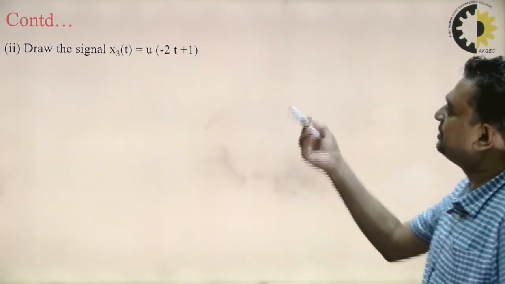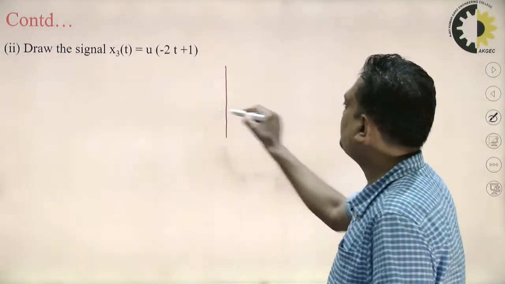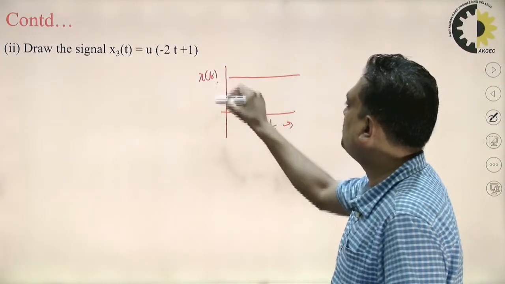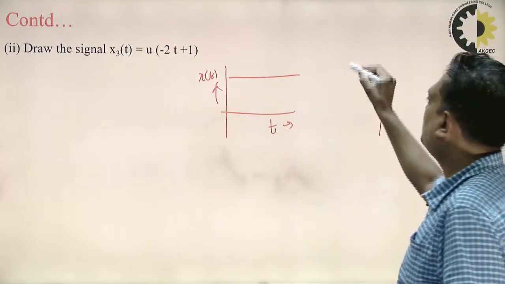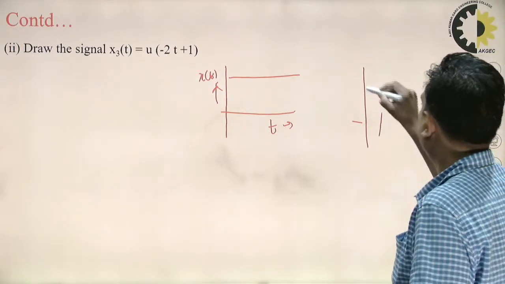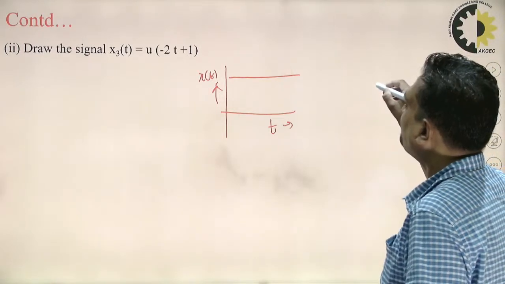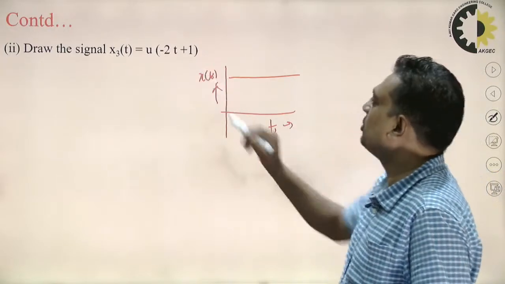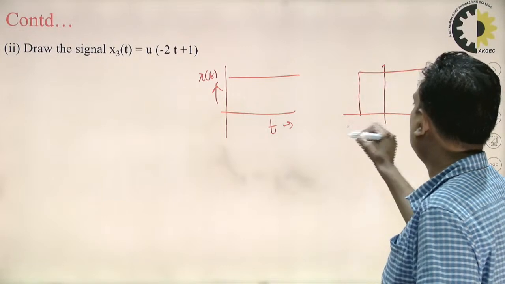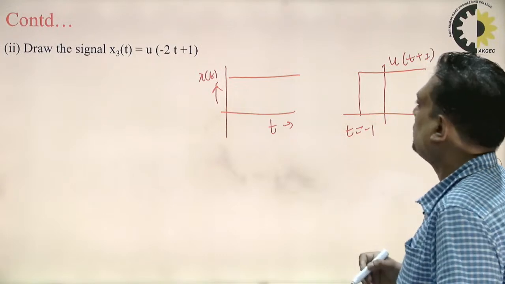And one simple question: u(-2t+1), if you have to draw. First of all you will draw x(t) equals u(t), so this is basically u(t). First we will do the shifting operation. So u(t+1): if we draw u(t+1), this signal will start at t equals -1.